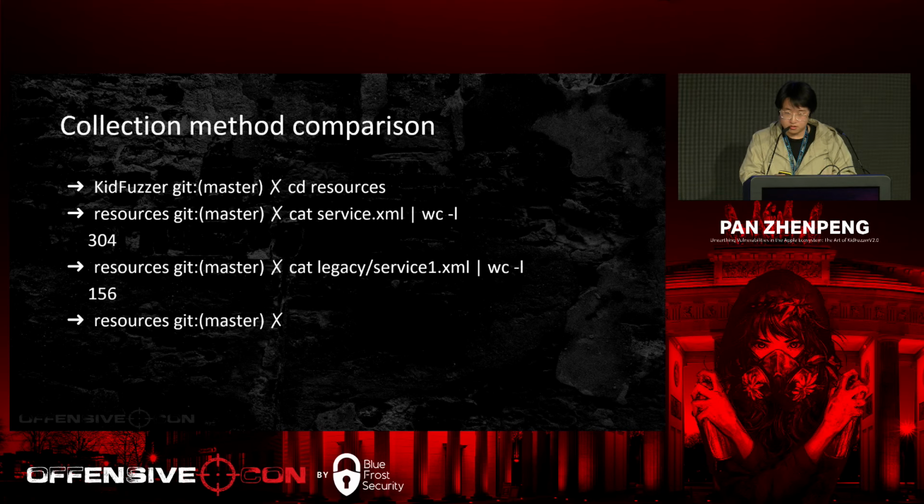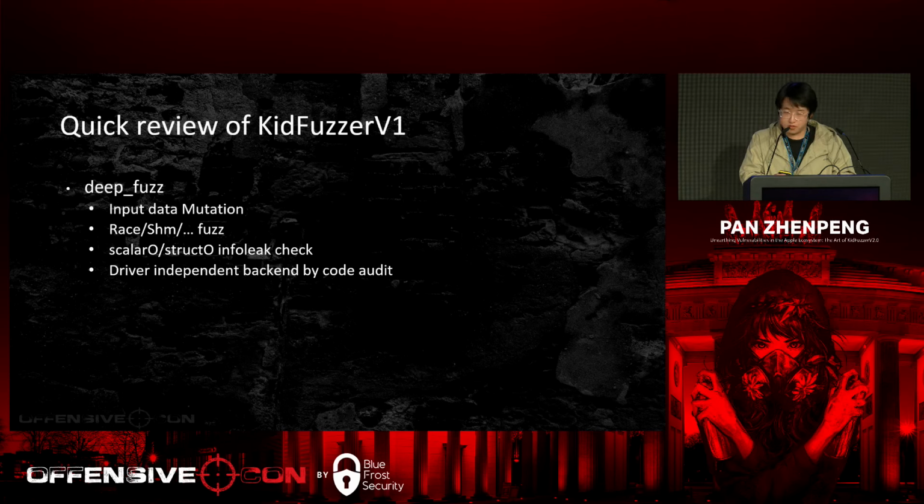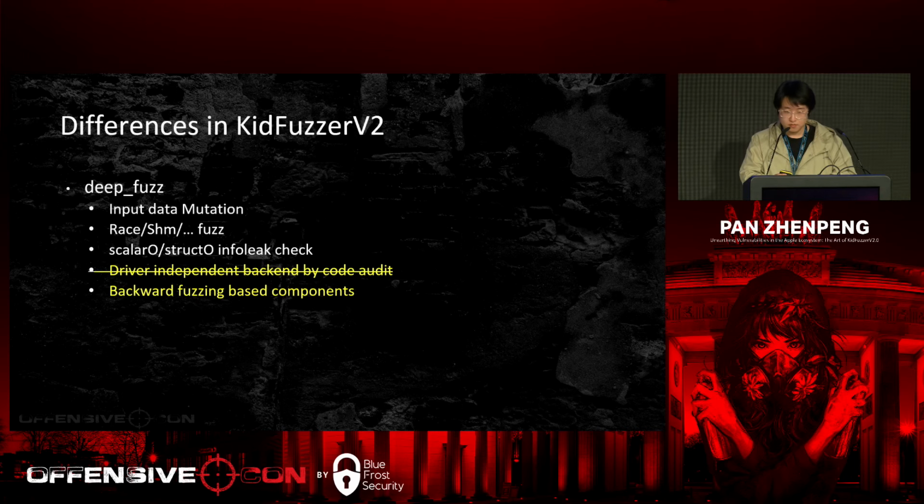After these improvements were applied to the fuzzer, you can see that it improved the attack surface to almost twice that of before. When it comes to the deep fuzz stage, this time I do input data mutation, race condition and shared memory fuzzing, info leak detection, and some driver-independent backend by code audit, mainly using code audit effort to bypass some state machine checks in the IOKit. Here I will mainly talk about the backward fuzzing based components introduced in version 2.